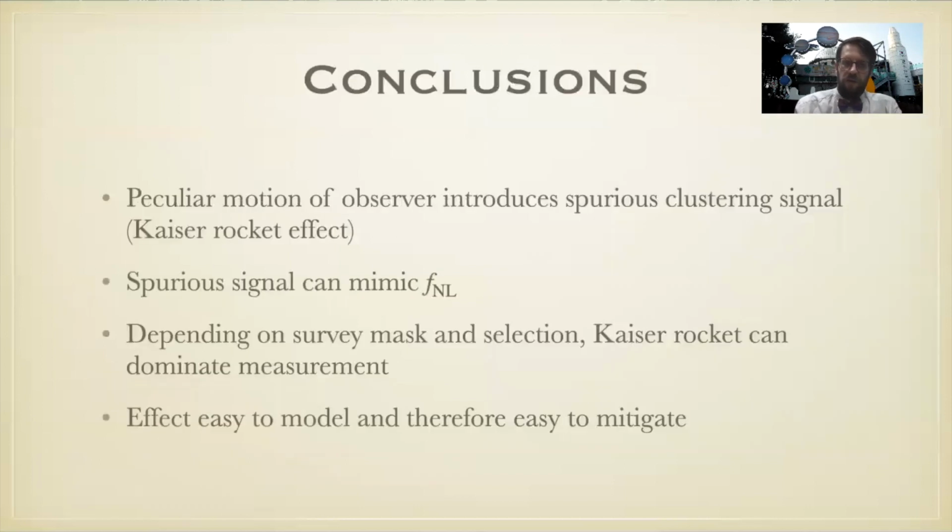So I hope I convinced you that our peculiar motion introduces a spurious clustering signal that we call the Kaiser rocket effect, that this signal can mimic a positive fNL, and that depending on the survey mask and the radial selections, the Kaiser rocket may or may not dominate your measurement. But as I said before, the effect is there, it is well defined, and can be easily accounted for, and therefore should be.